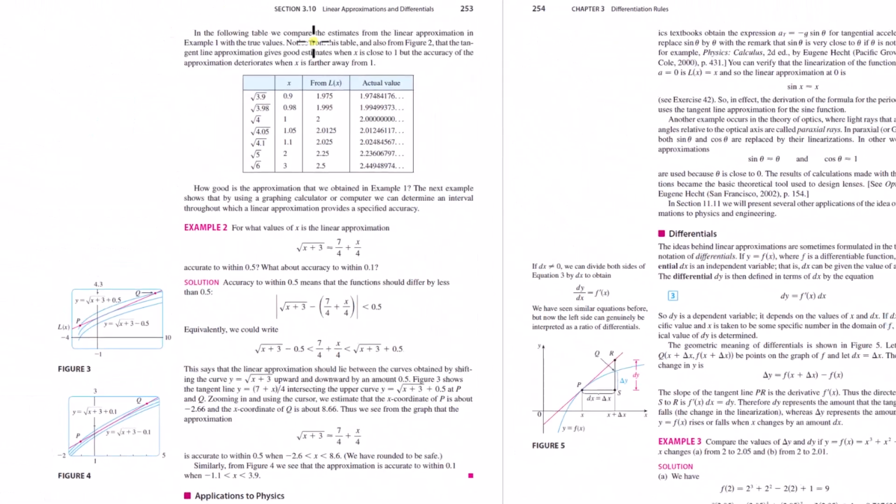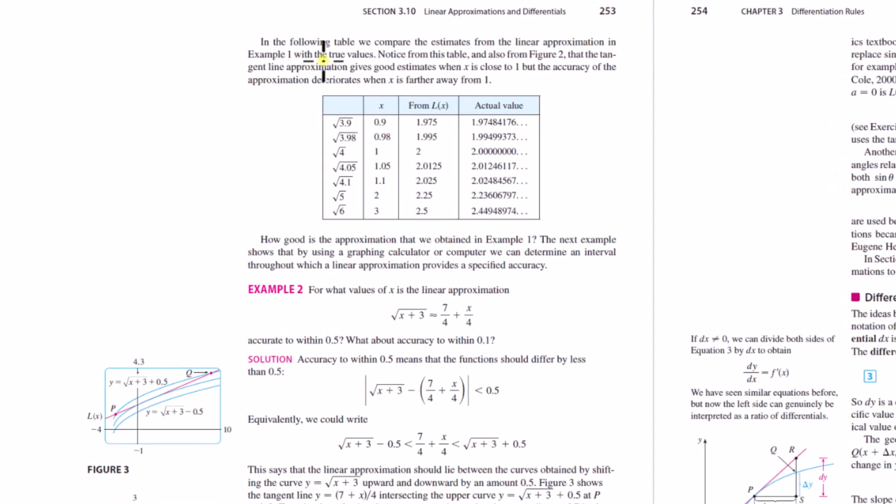In the following table, we compare the estimates from the linear approximation in example 1 with the true values. Notice from this table and also from figure 2 that the tangent line approximation gives good estimates when x is close to 1, but the accuracy of the approximation deteriorates when x is further away from 1. So we're plugging into L(x), x equal to 0.9, 0.98, 1, 1.05, 1.123. And remember that our linear approximation was at a equal to 1, or at x equal to 1. And so here's the actual value, here's L(x). Whenever we're close to 1, we're really close to the actual value.